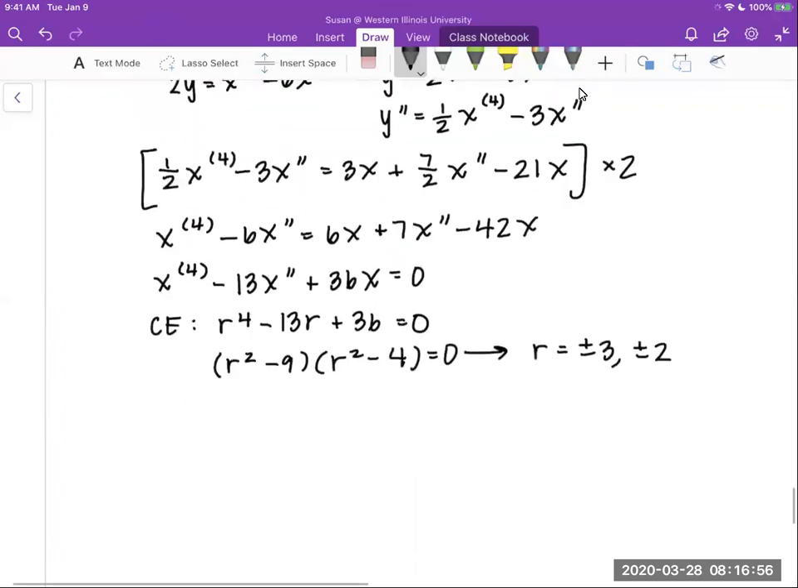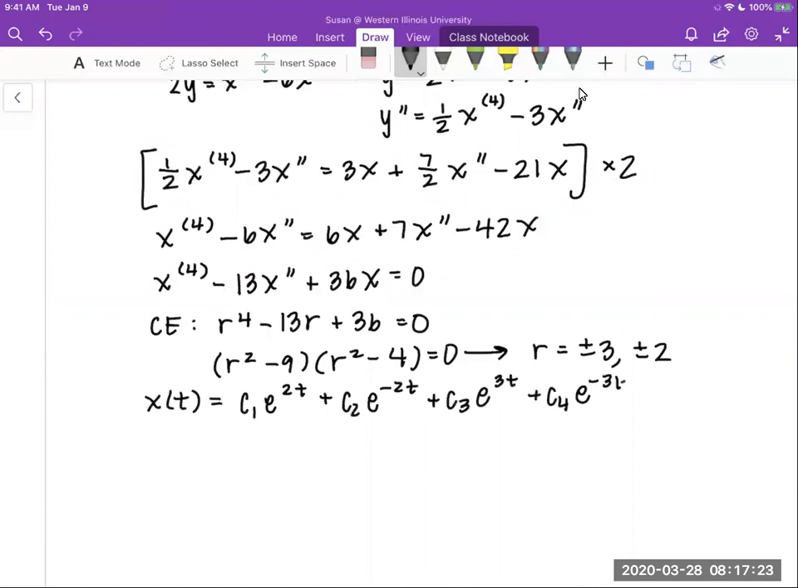I can then set up my solution. Notice I'm not writing the subscript C for complementary, just because this is homogeneous. So there is no complementary versus particular, there's just the solution. So I get C1 e to the 2t plus C2 e to the negative 2t plus C3 e to the 3t plus C4 e to the negative 3t. All right, so here's my setup for x of t. I'll go ahead and box that in as half of my answer.